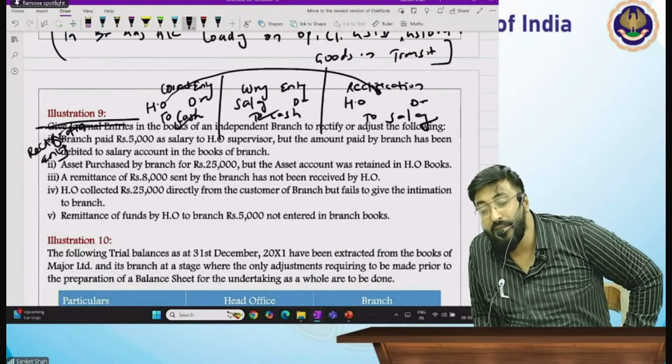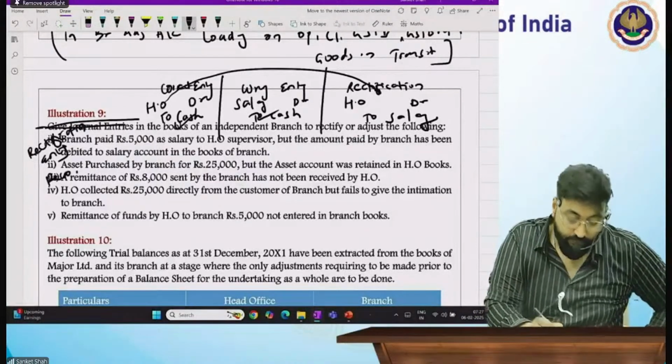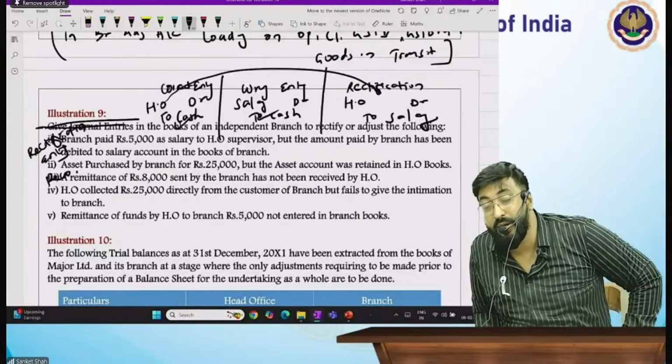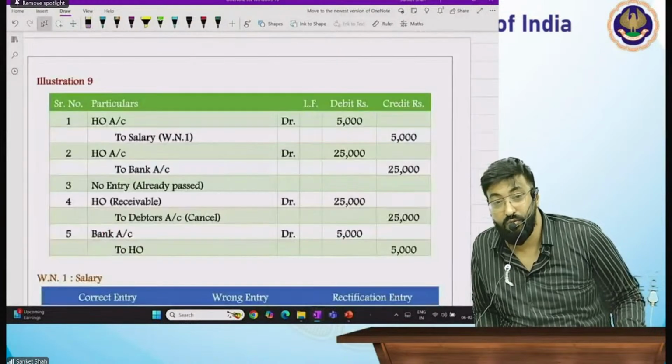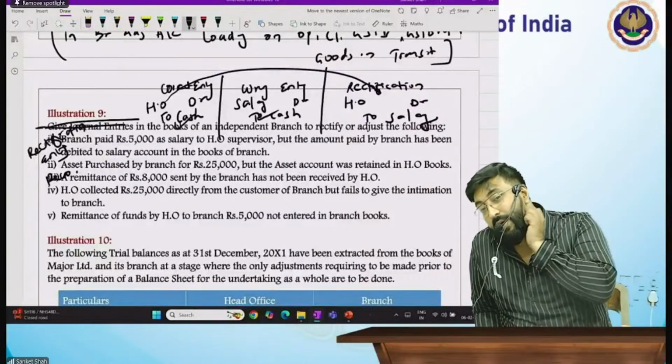So who will pass the rectification entry? Head office. So whether we are concerned, we are doing branch adjustments in the books of branch. So whether we are concerned for this entry, the rectification entry? No, sir. So no entry. Correct? Yes, sir.